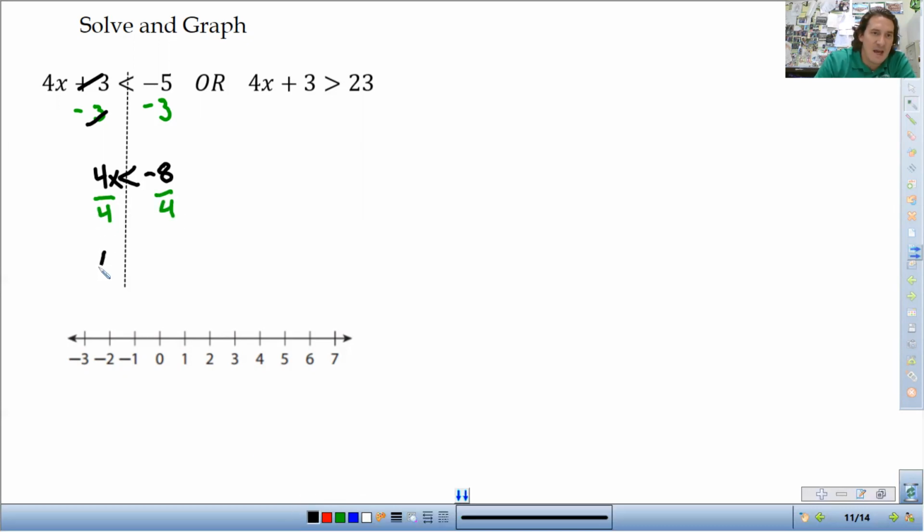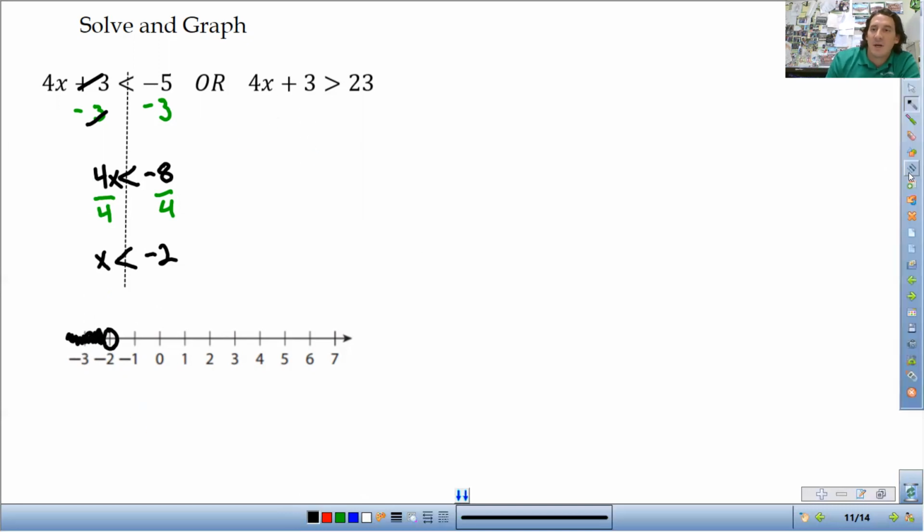And I get x is, I do not flip the inequality because I divide by a positive. It's only when you multiply or divide by a negative on both sides that you flip the inequality. So x is less than -2. So I'm going to put an open circle at -2 and shade the values less than -2. That's this one.